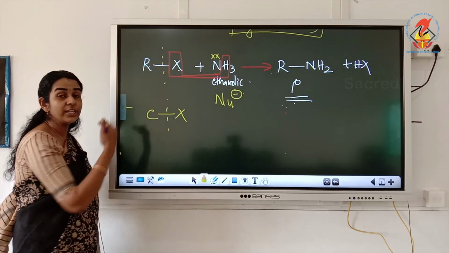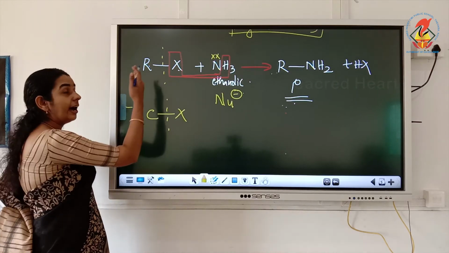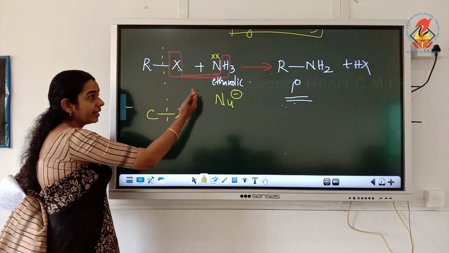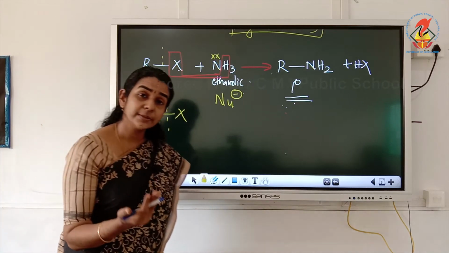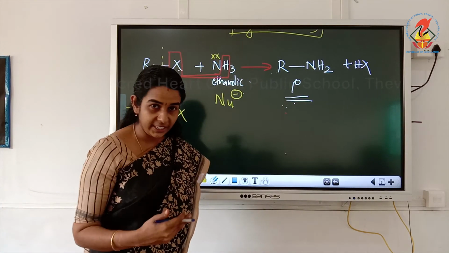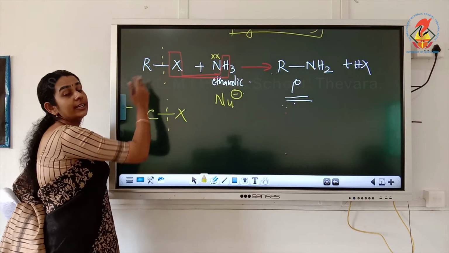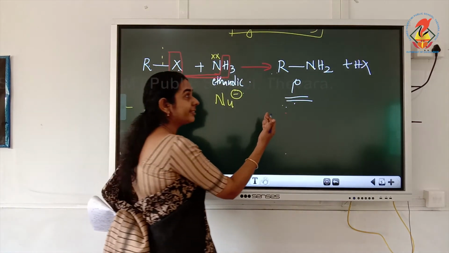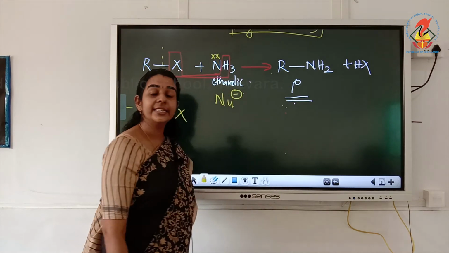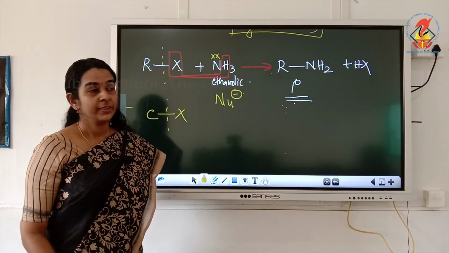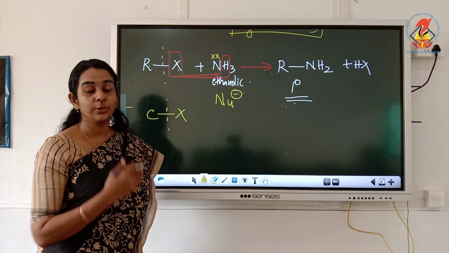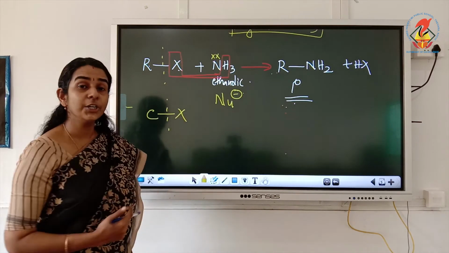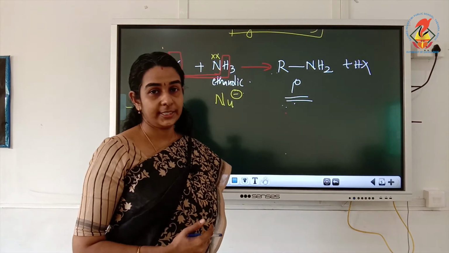Now what is the reaction happening here? When alkyl halides react with ethanolic ammonia, they undergo nucleophilic substitution reactions, in which the halogen atom of the alkyl halide is replaced by the nucleophile, that is the NH2 group. So this is about the reaction happening during ammonolysis. Alkyl halides are converted to primary amines.